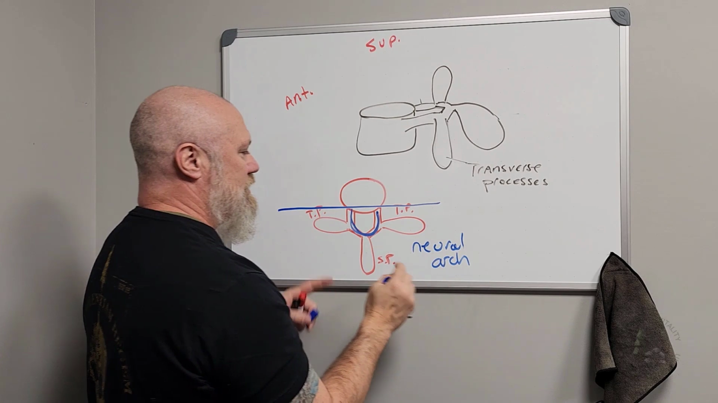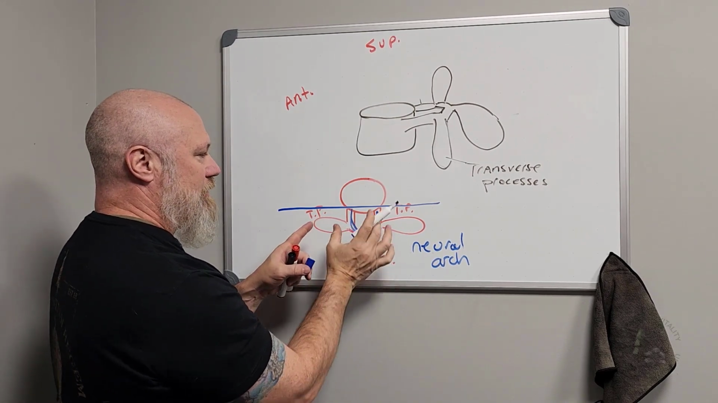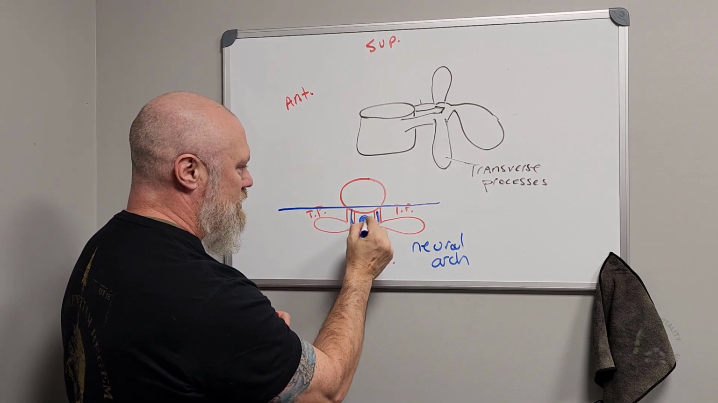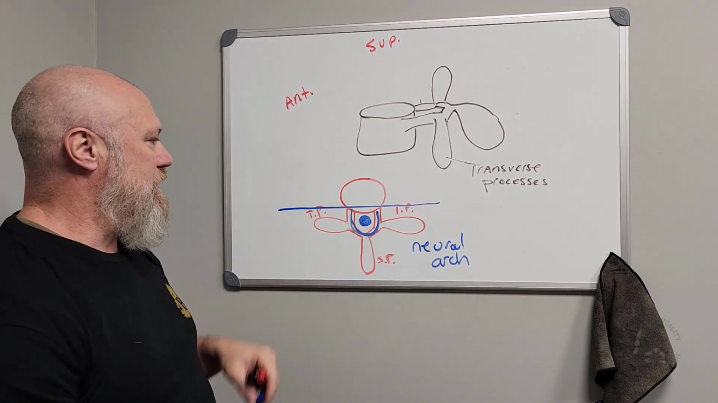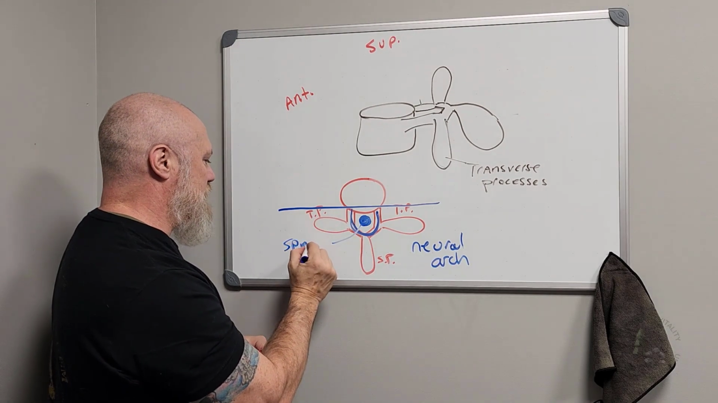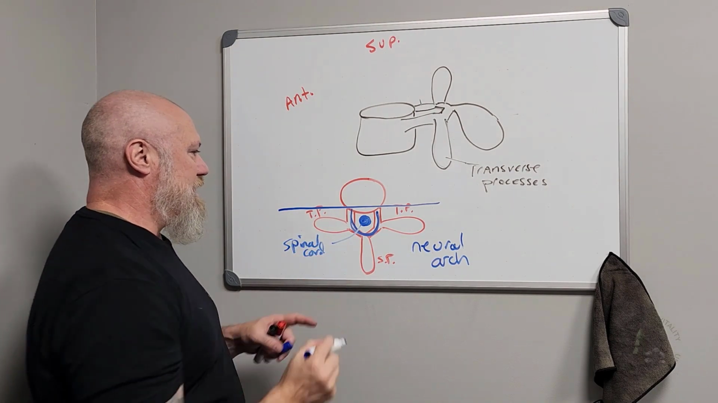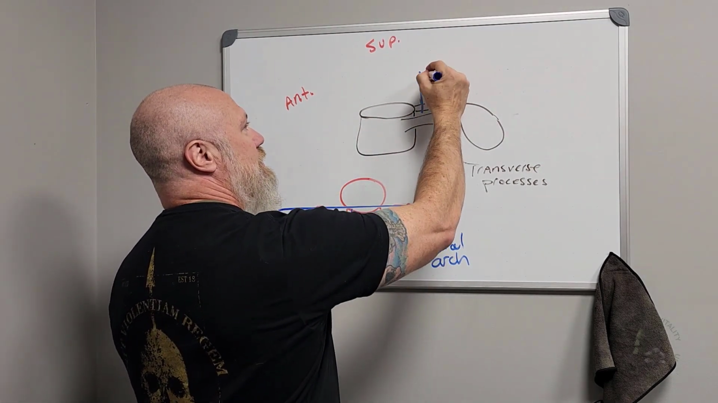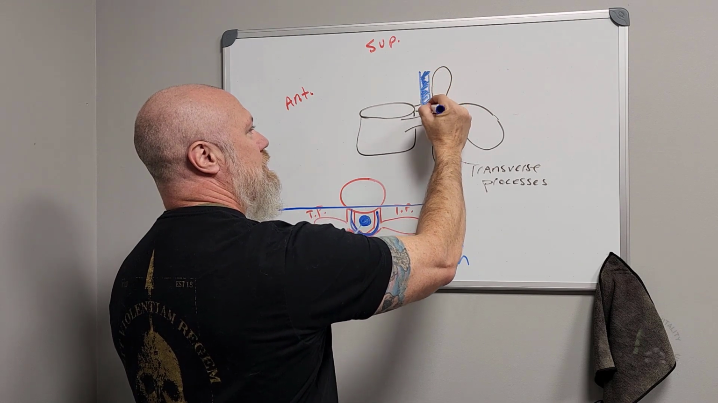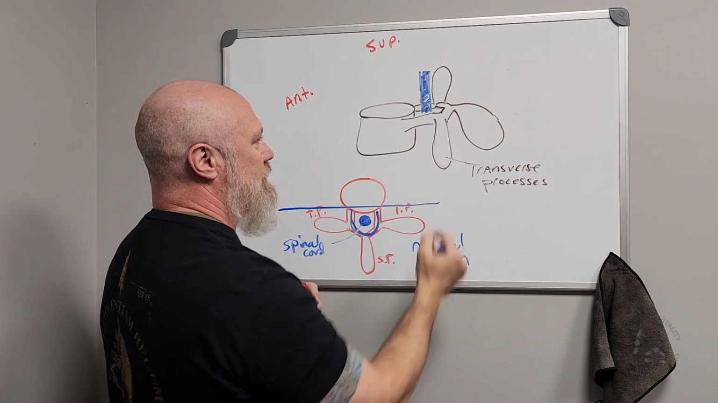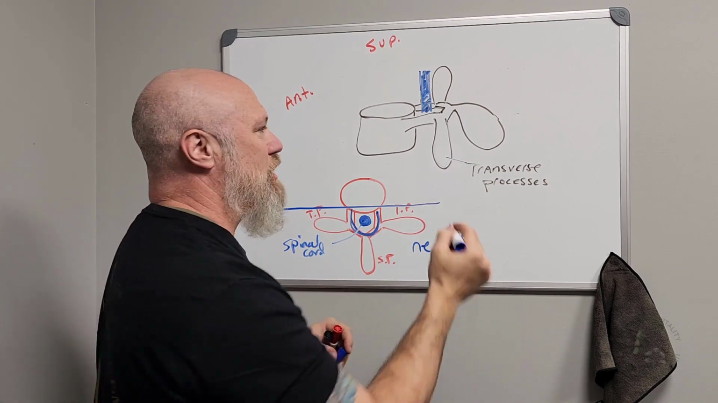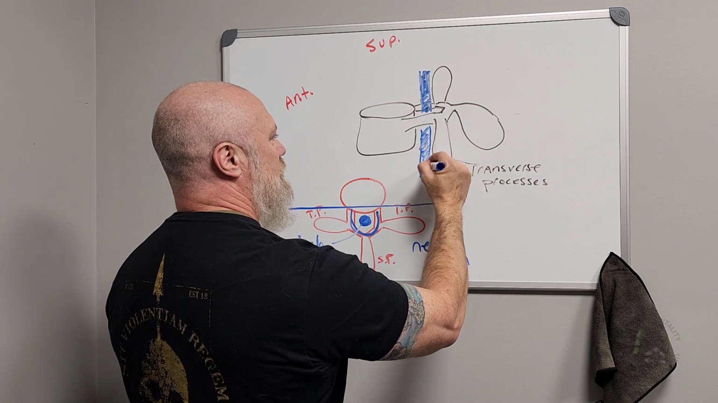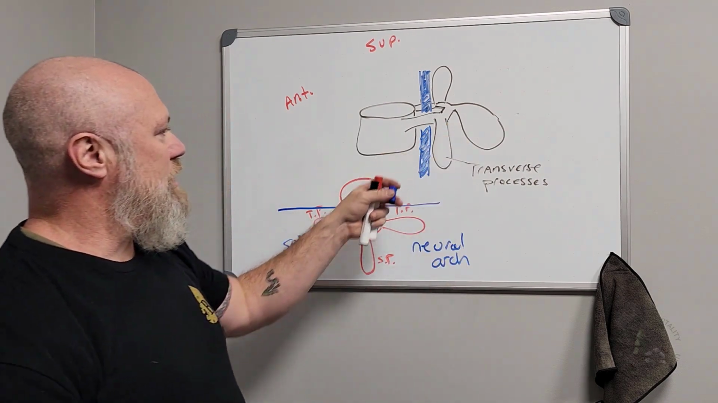The neural arch, via the two pedicles and the posterior aspect of the vertebral body, surround a very important structure that is your spinal cord. Right? Spinal cord is part of the central nervous system, and it runs down through, if I were to draw a spinal cord in here, it runs the length of the vertebral column, almost. I'll talk about that in another video. And it's protected along its entire length by the vertebral column.